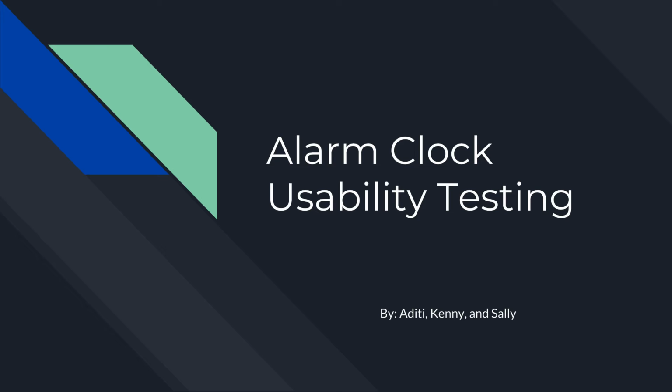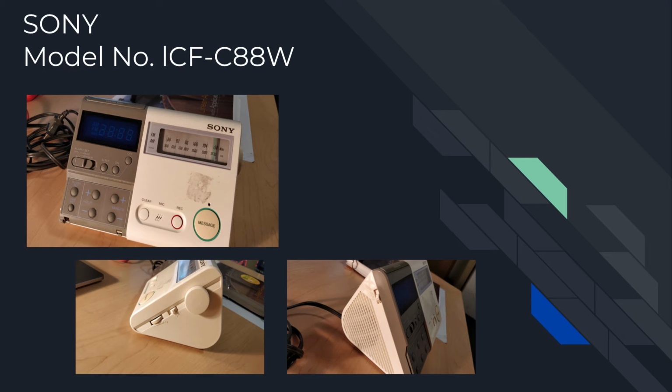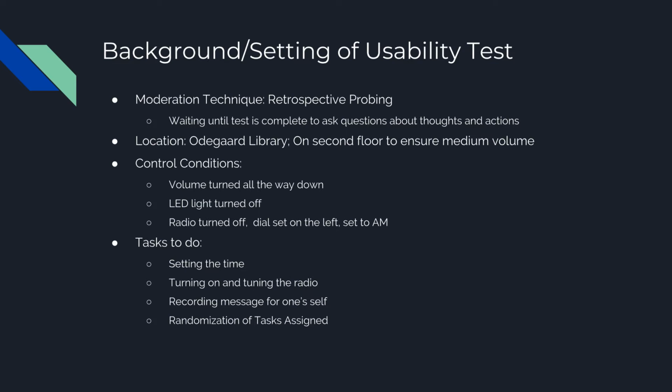For our usability test, we decided to perform the test on this Sony alarm clock. Our moderation technique consists of retrospective probing, which is waiting till the task is over to ask questions, in order to not distract a participant as they are doing a task. We conducted our test at Odegaard Library with certain control conditions and a randomization of tasks to ensure all participants have a fair start and to reduce any bias that could influence our data.